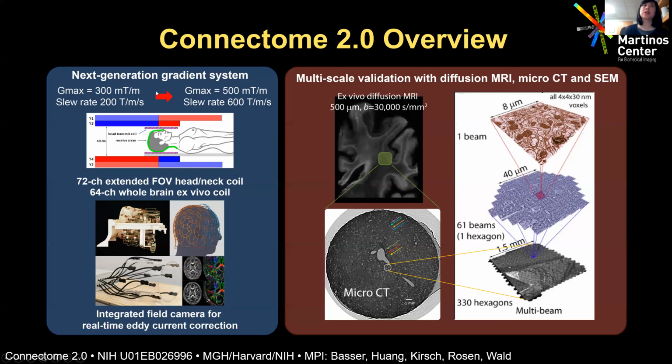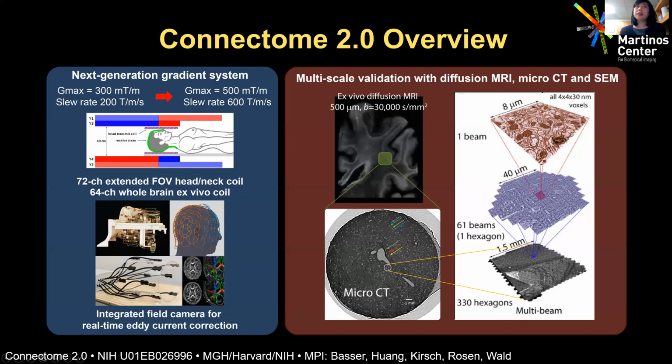The centerpiece of our project, as with the original Connectome project, is the development of a next generation ultra high gradient system with ultra fast slew rates. We're going to target nearly doubling the Gmax and tripling the slew rate. This was an early schematic, but this gradient coil is now being constructed in partnership with Siemens and Erlangen, and it's taking the form of a head-only gradient coil design.